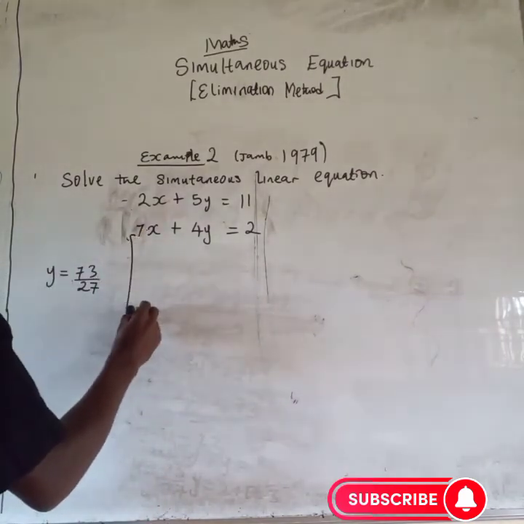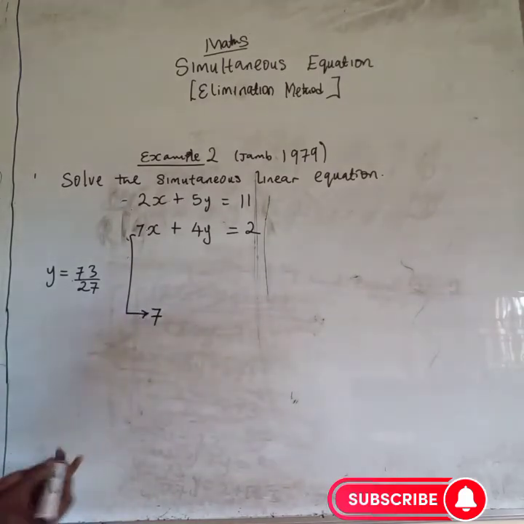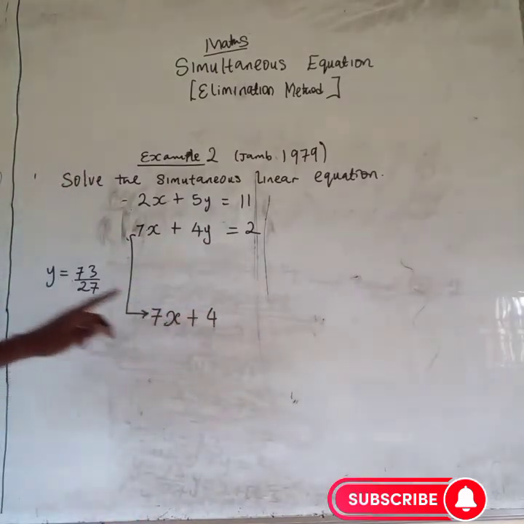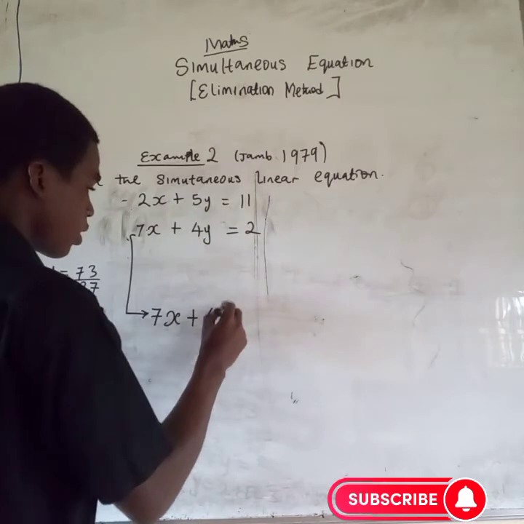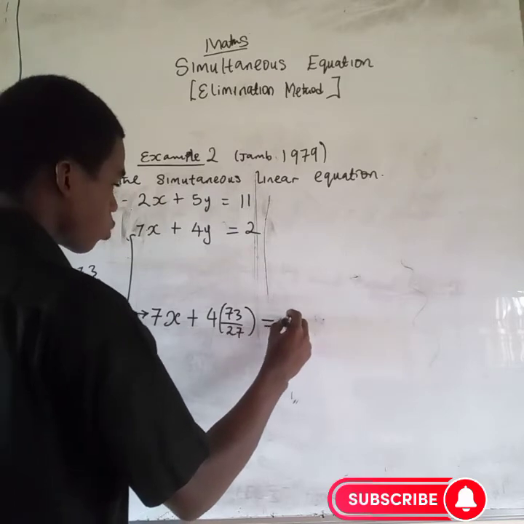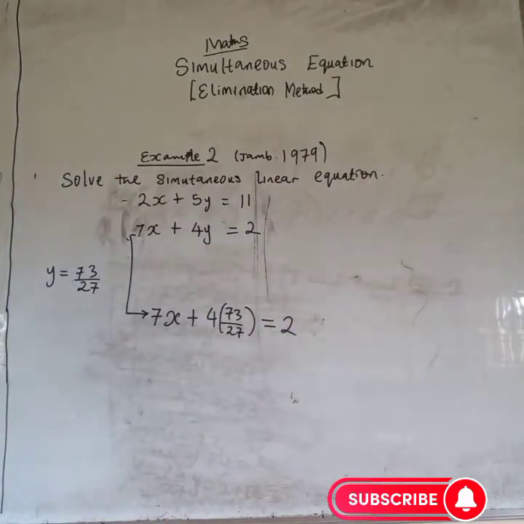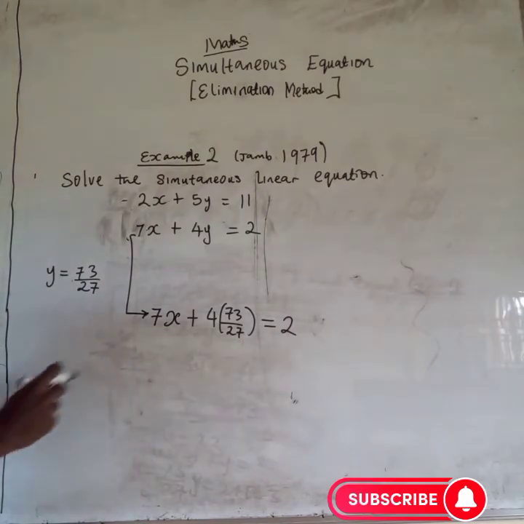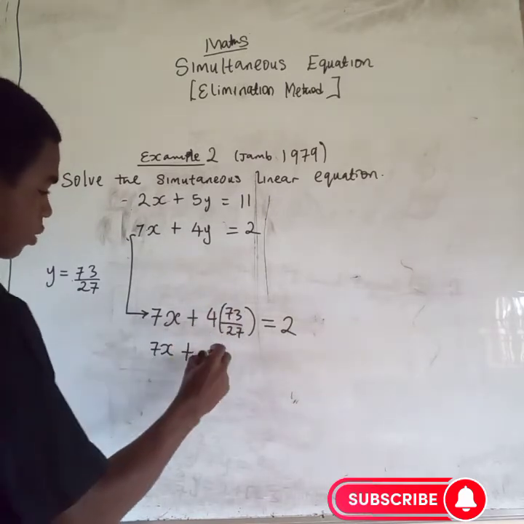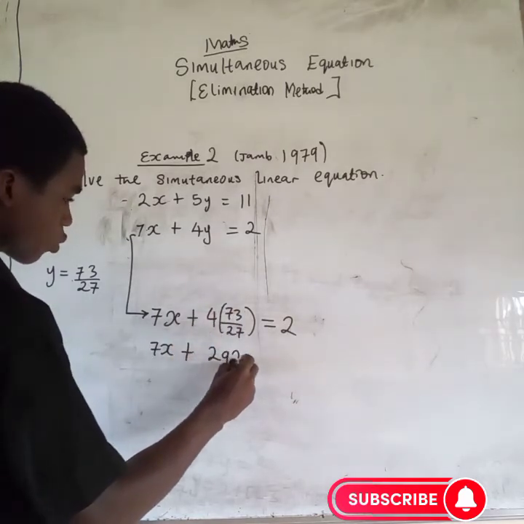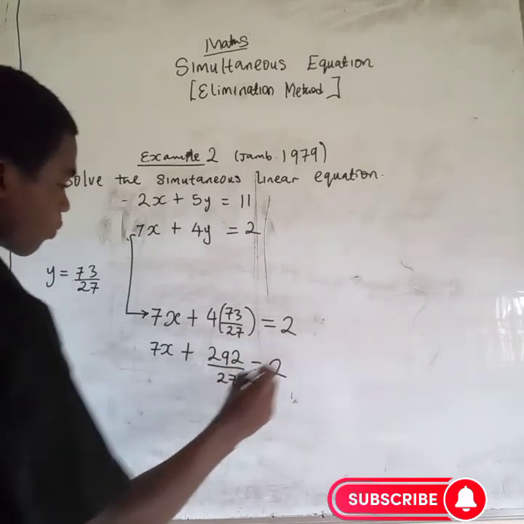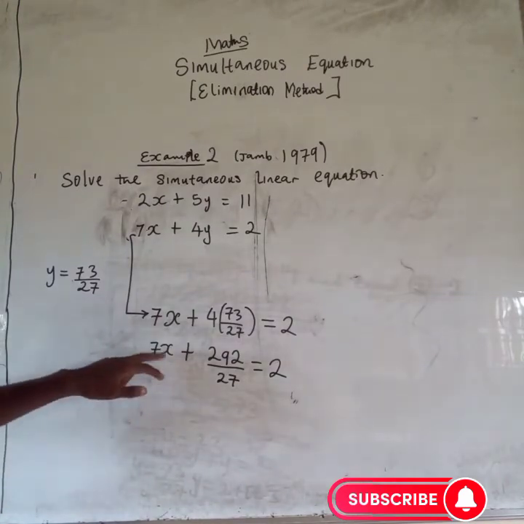So this becomes 7. We don't know the value of x, that's what we are solving for. 7x plus 4. Now, instead of me writing y here, I replace it with what? The answer. That is 73 over 27 equal to 2. Any complaint? All right. Now, this becomes 7x plus 4 times 73 is what? 292. That becomes over 27 is equal to 2. Right? Now, x is what we are solving for.